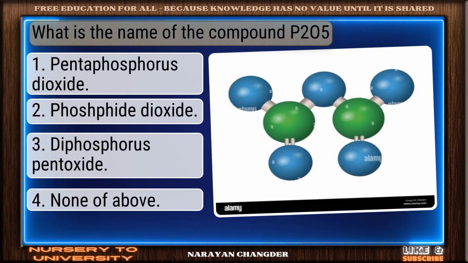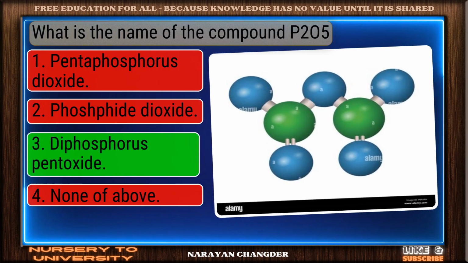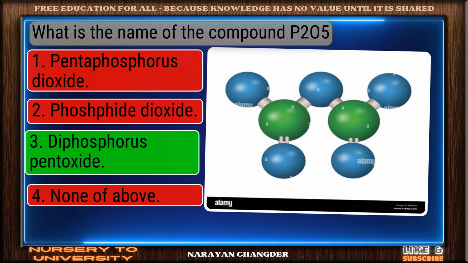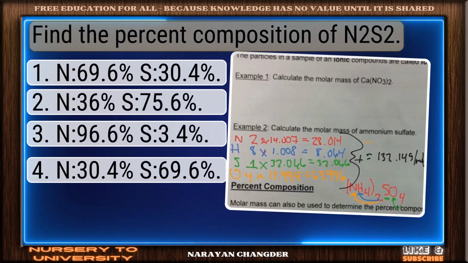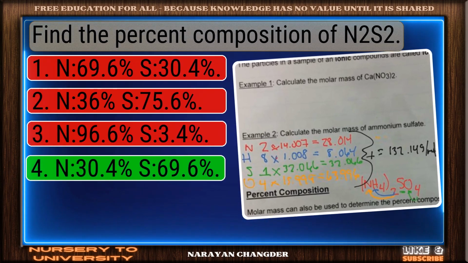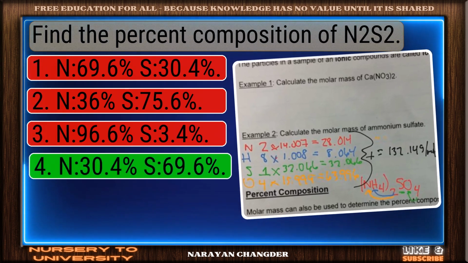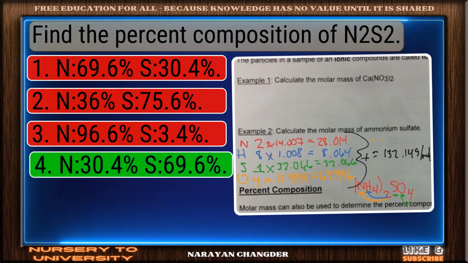What is the name of the compound 2,5? You chose diphosphorus pentoxide. And it is correct. Find the percent composition of Entus-2. Clear logic. Your choice N 30.4%, S 69.6% is sound and 100% true.